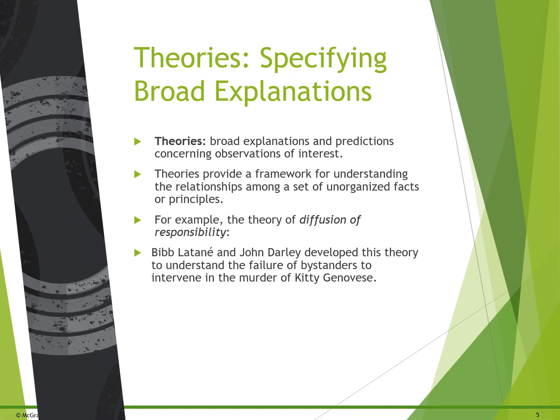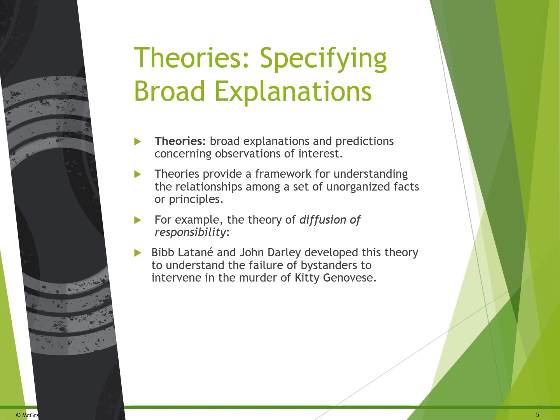They developed this theory to understand the failure of bystanders to intervene, and this all stemmed from the murder of a lady called Kitty Genovese. So in this case, Kitty Genovese was 20-something years old. She lived in Queens. She got off her shift as a manager at a bar. She was driving home. She pulled into her parking lot, and she was brutally raped and then eventually murdered.